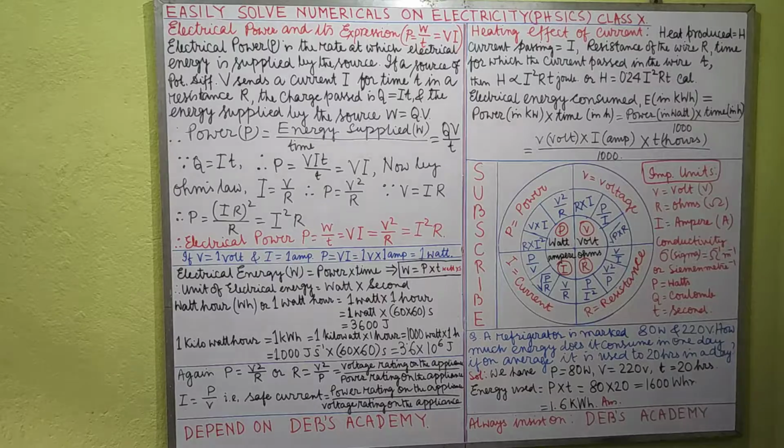A refrigerator is marked 80 watt and 220 volt. How much energy does it consume in one day, if on average it is used for 20 hours in a day? We have power P equal to 80 watt, V equal to 220 volt, and time is 20 hours. We know that energy used equal to P into T equal to 80 into 20 watt hour. In kilowatt it will be 1.6 kilowatt hour.